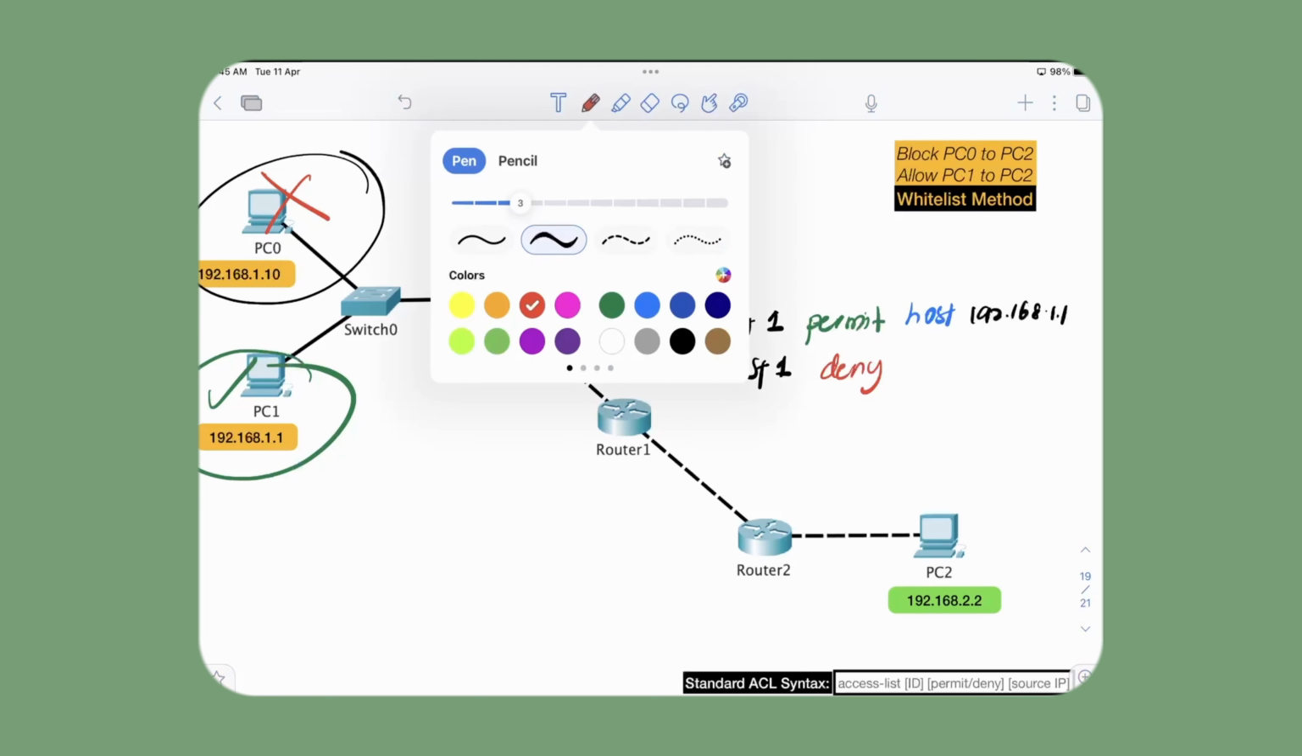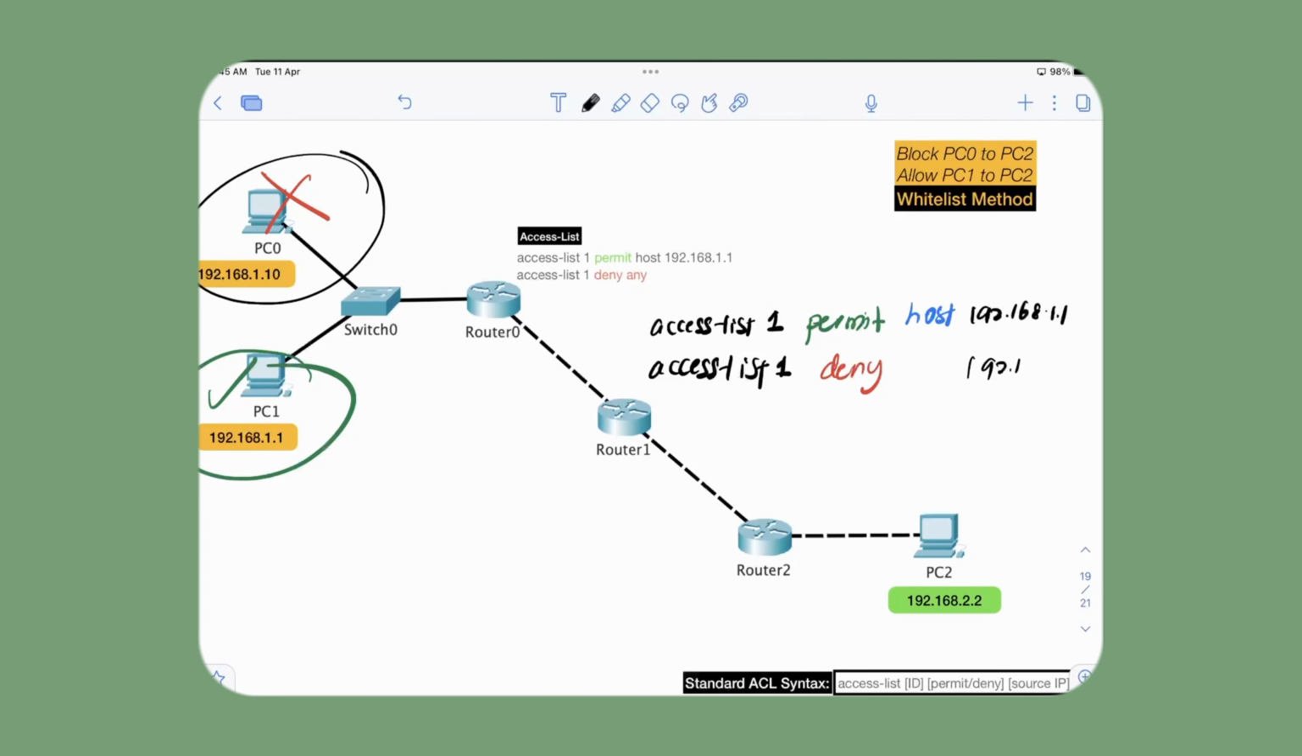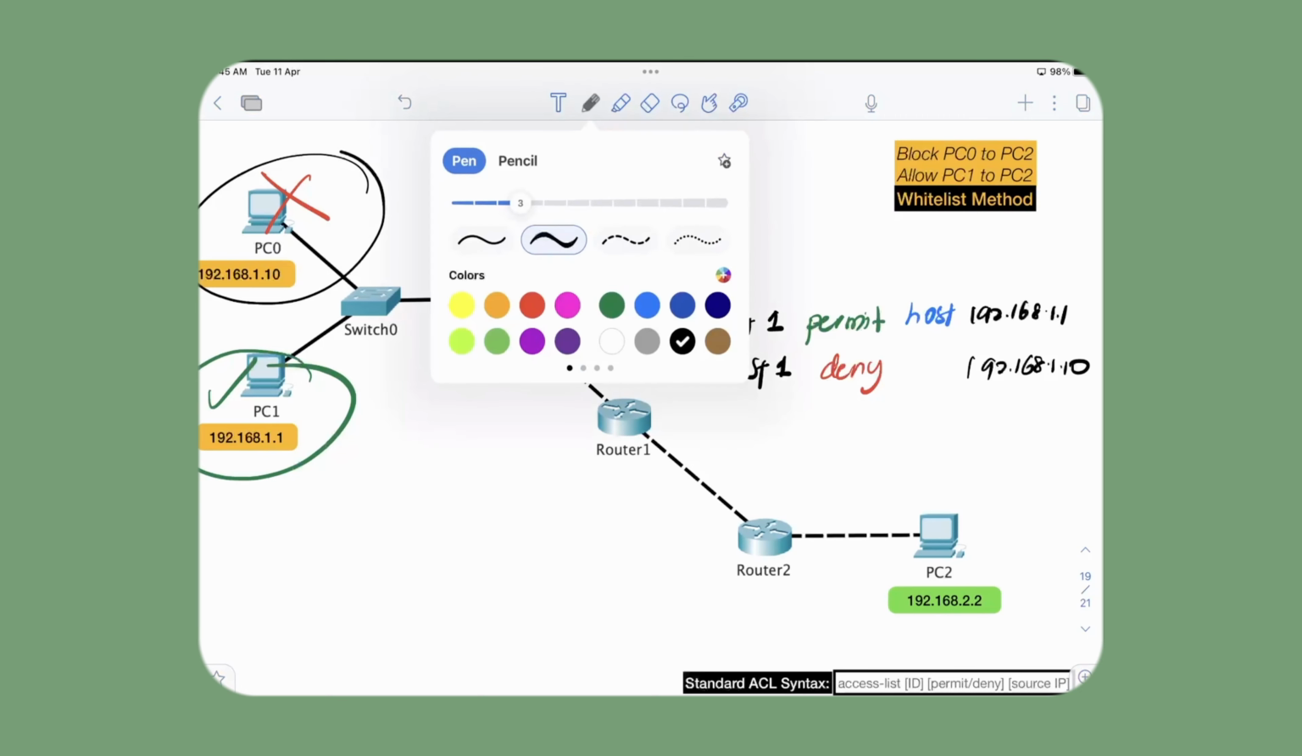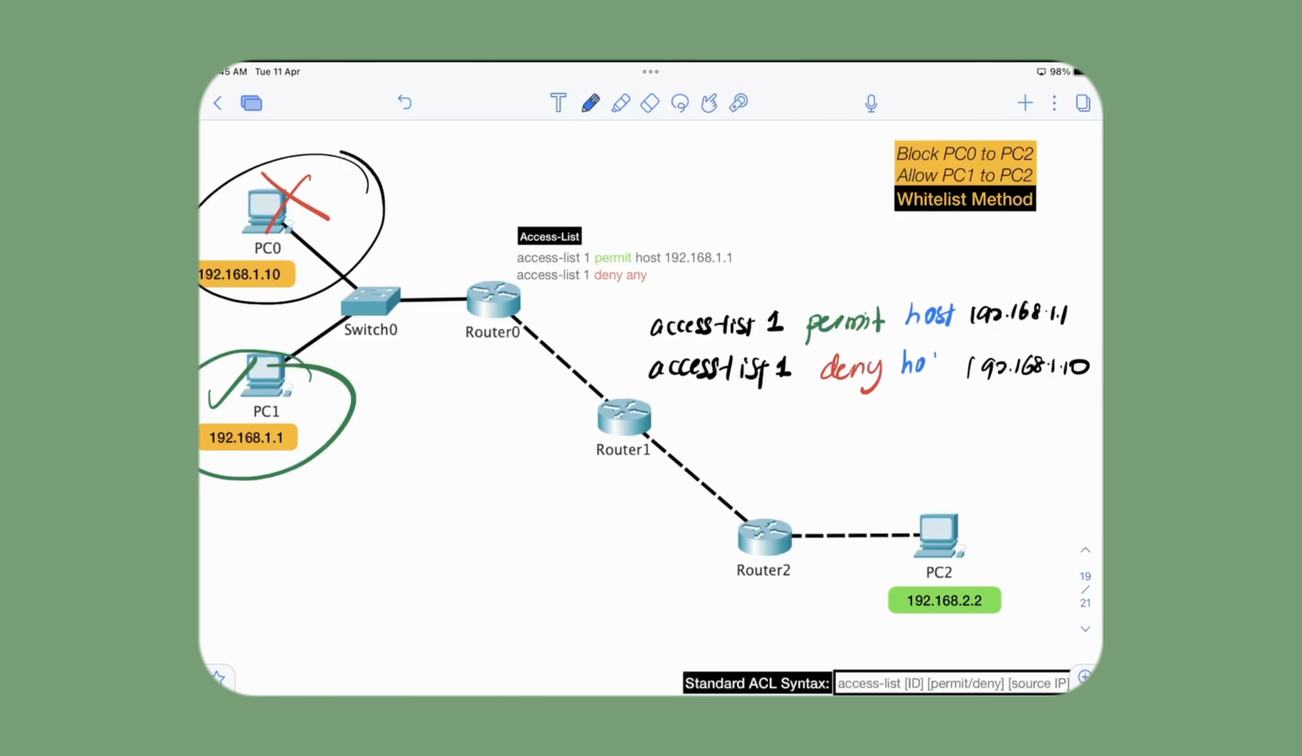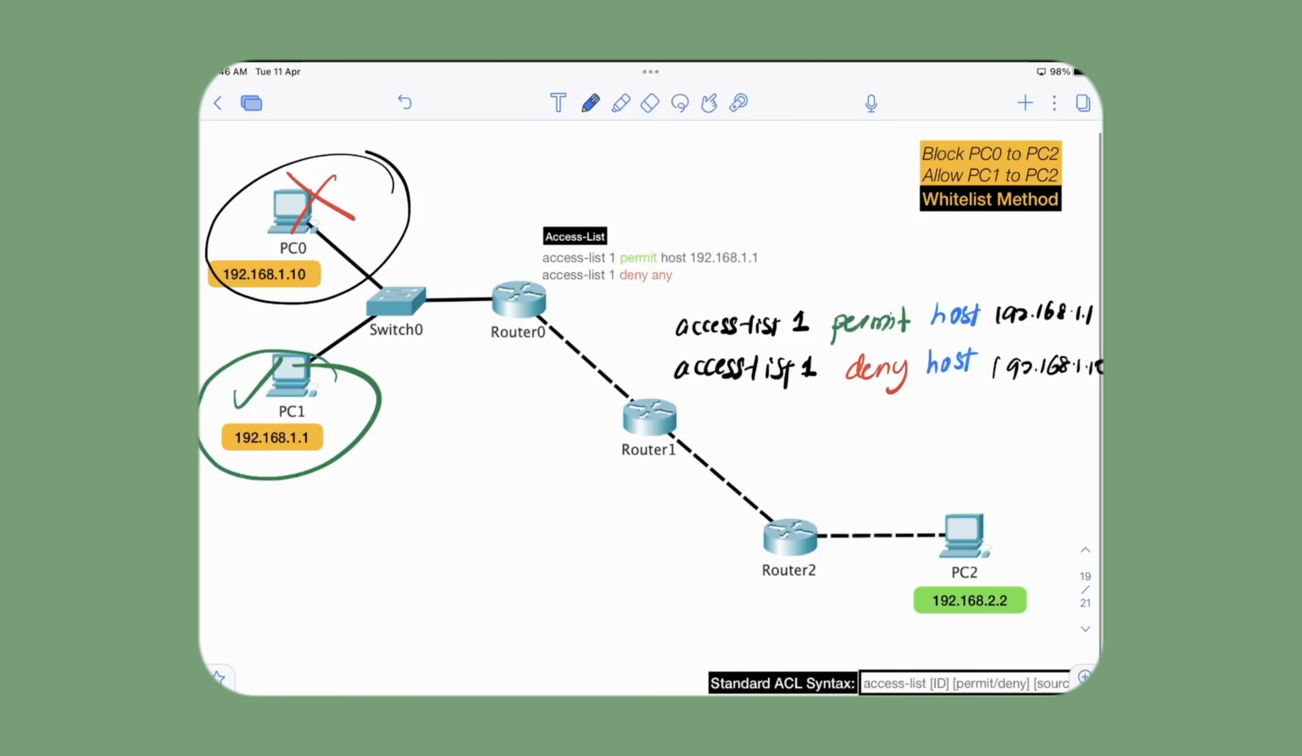Okay? Followed by PC0, because now we are going to block PC0. PC0 is 192.168.1.10, and then you add the host here, like that. So these two commands will do exactly what we want, right or not? The first one, we will now allow PC1. The second line will block PC0. Done. Boss is very happy. I hired the right people.